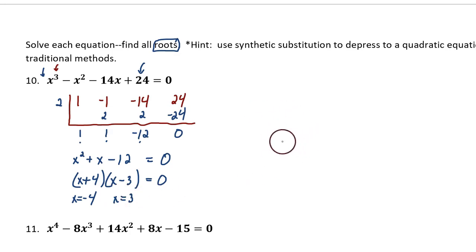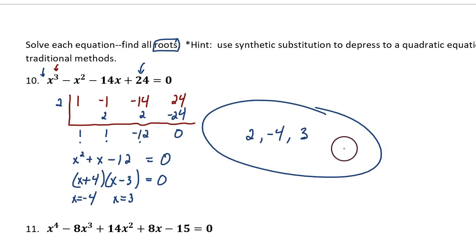So over here on the side, let's write the answers down. 2 works, negative 4 works, and 3 works. Here are the 3 roots. And we expected 3 roots because it went to the 3rd power.